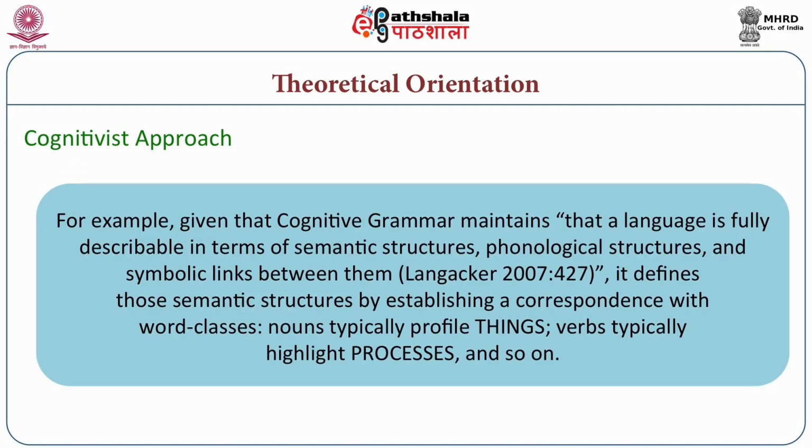Right? So, if you take a quote from Langacker, which says that a language is fully describable in terms of its semantic structures, phonological structures, and symbolic links between them, it defines those semantic structures by establishing a correspondence with word classes. So, nouns in cognitive grammar typically denote things, verbs typically highlight processes, etc. In this universalist approach, then, languages will be expected to have all the basic grammatical categories. So we do not expect much variation.